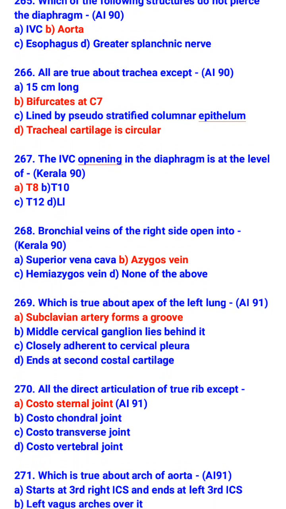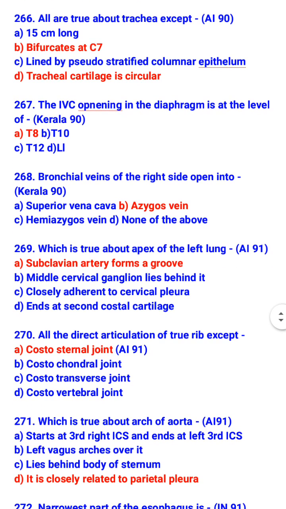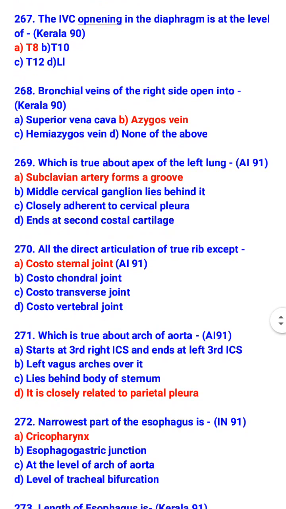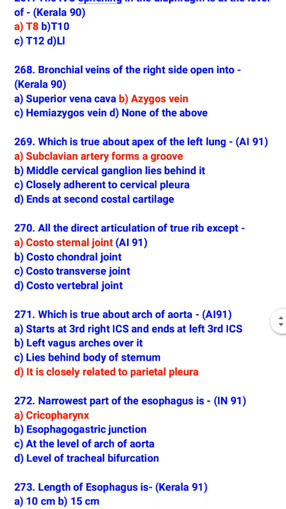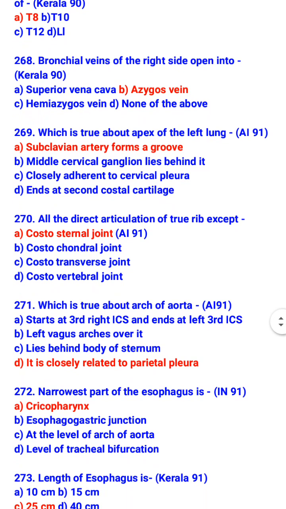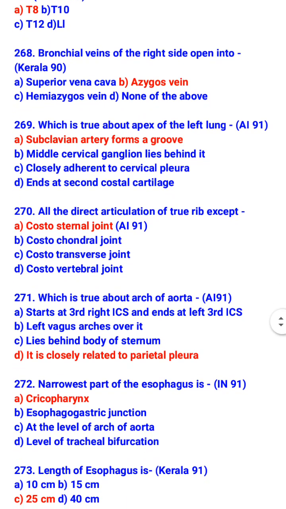Which is true about apex of the left lung? Subclavian artery forms a groove. All the direct articulation of true rib except costosternal joint. So the direct articulation of true rib is costochondral joint, costotransverse joint and costovertebral joint.